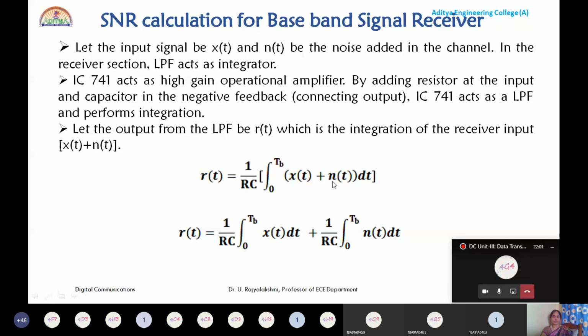So please split the equation. Then r of t will be 1 by RC integral 0 to TB x of t dt plus 1 by RC integral 0 to TB n of t dt. What we did? We just split the above expression, because r of t is the output of the low pass filter, which is the integration of the input. Input is x of t plus n of t, and 1 by RC is the time constant provided by the filter. Okay. So 1 by RC integral 0 to TB x of t dt plus similarly 1 by RC integral 0 to TB n of t dt.